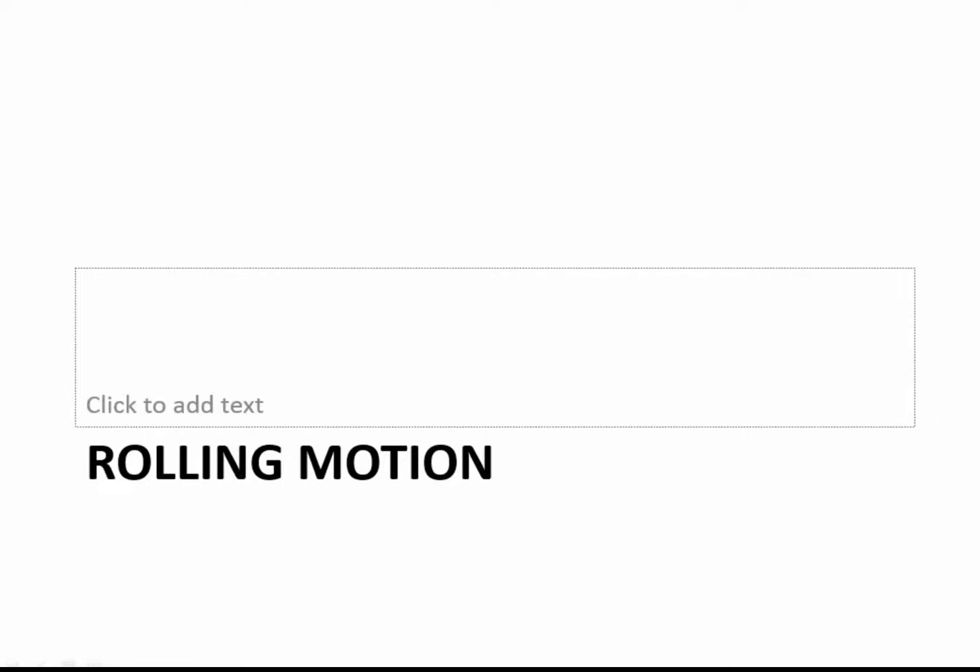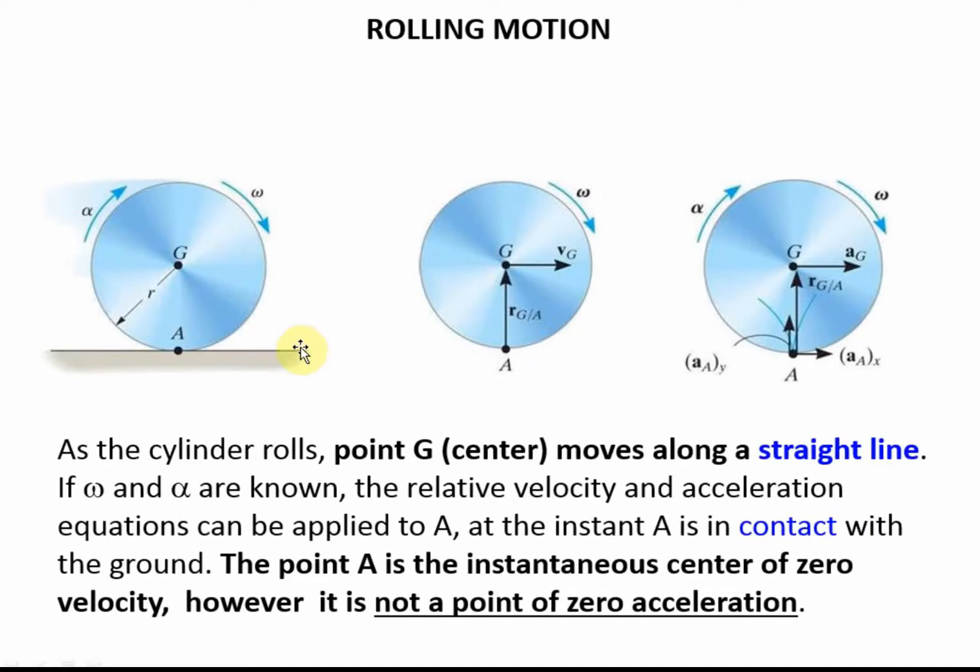This clip is about rolling motion. Rolling motion is a common problem in dynamics because in mechanics we encounter lots of rotating gears and pulleys, and also vehicles that have wheels. There are many things that roll on a surface.